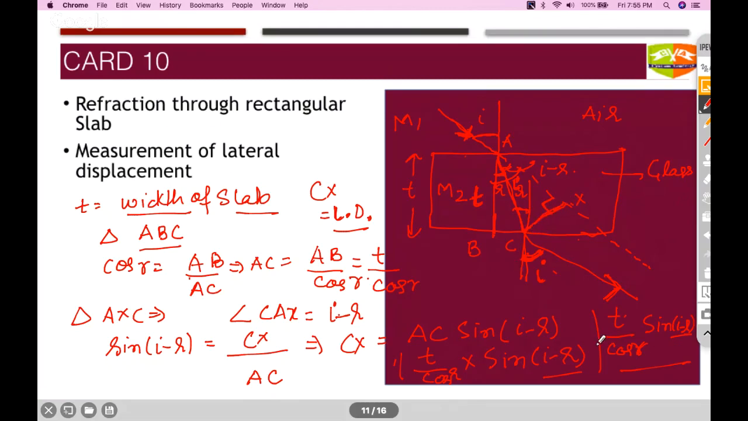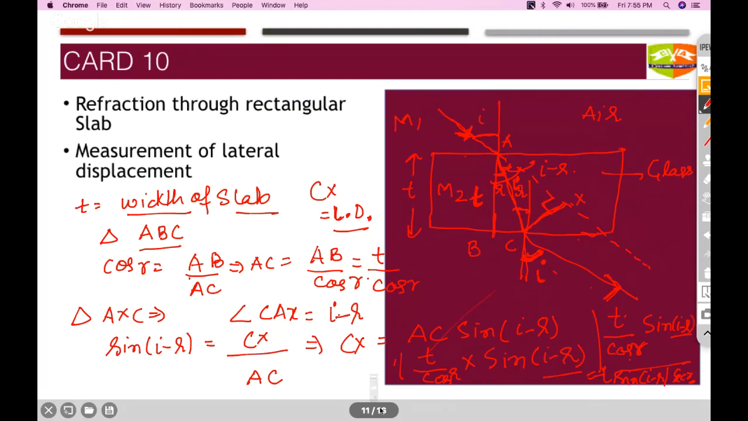In your book, or most of the books, this cos R is written as secant R. So you can also write T sine I minus R times secant R. This is also true for you. So this is how you can find out the lateral displacement in terms of the thickness of the glass slab. Now the factors on which the lateral displacement depends are the thickness T, because if T changes, lateral displacement will change, and obviously I and R, because this particular thing will depend on the I and R values.